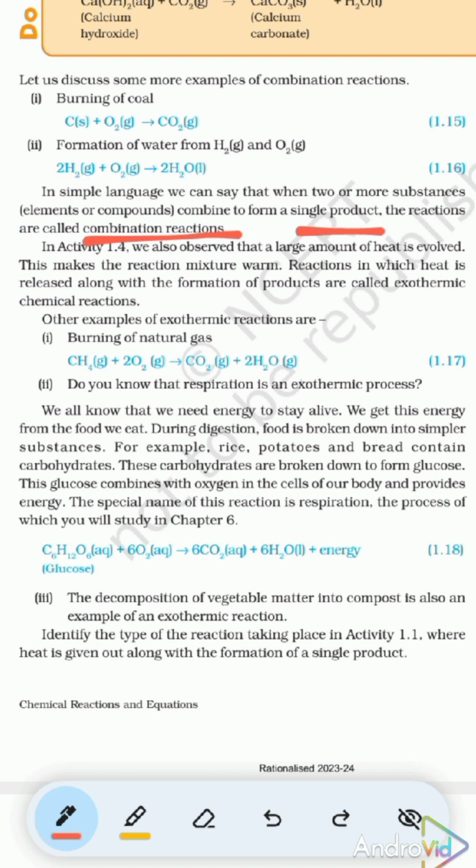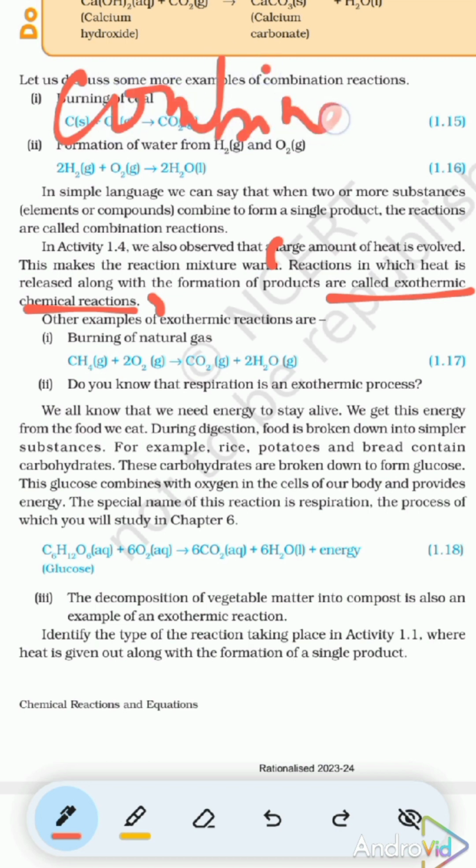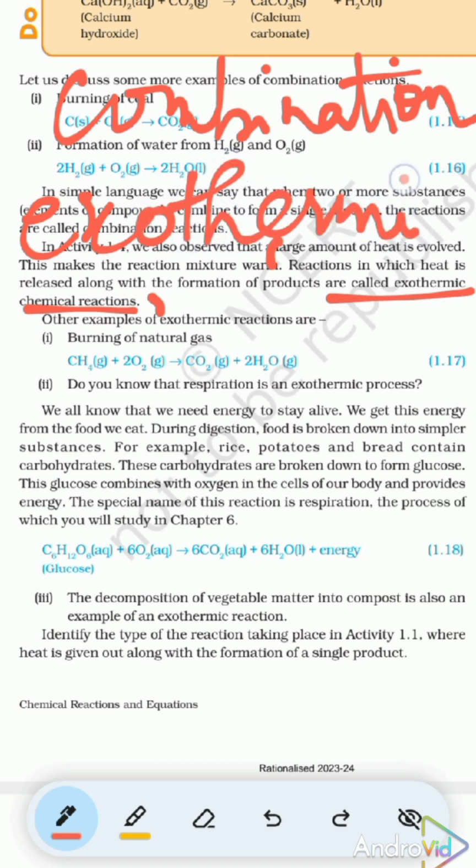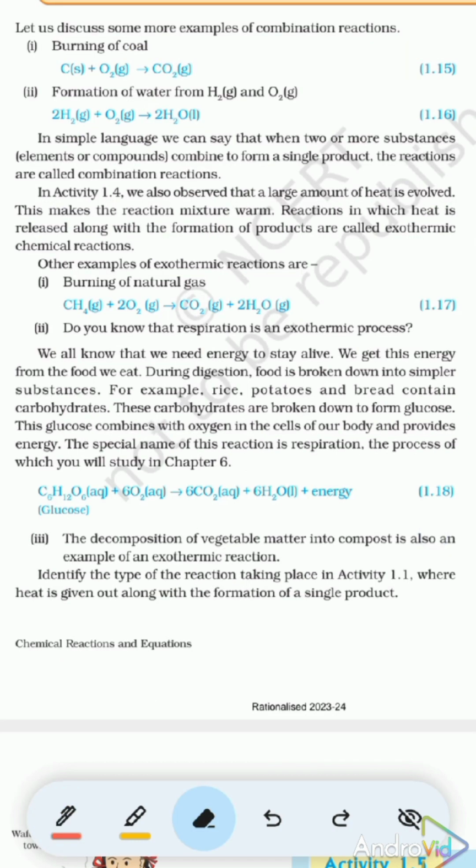In activity 1.4, we also observed that a large amount of heat is evolved, and hence the heat evolved makes the reaction mixture warm as well. So, these types of reactions, that is, reactions in which heat is released along with the formation of products, are called exothermic chemical reactions. So first we have studied combination reaction. Now we are studying exothermic chemical reactions.